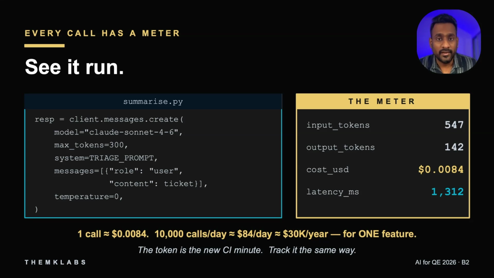Sounds like nothing, right? But 10,000 calls a day, $84 a day. That's $30,000 a year for one feature. So here's the line I want you to stick in your head. The token is the new CI minute. You already know how to track CI minutes. Track these exactly the same way.